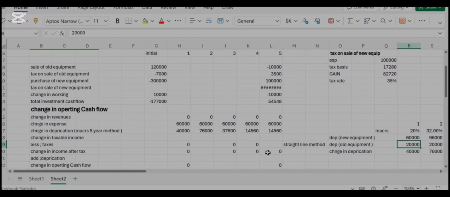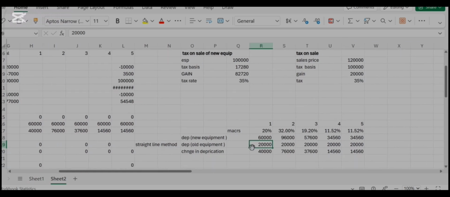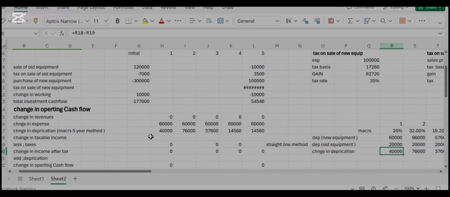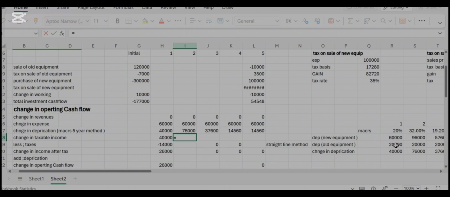So we depreciate the old equipment with the straight line method. There is an equal amount in every year, and we subtract both because we sell the old equipment. So we have 20,000 of cash inflow, so we subtract it as cash outflow. That is our formula. You can see it.